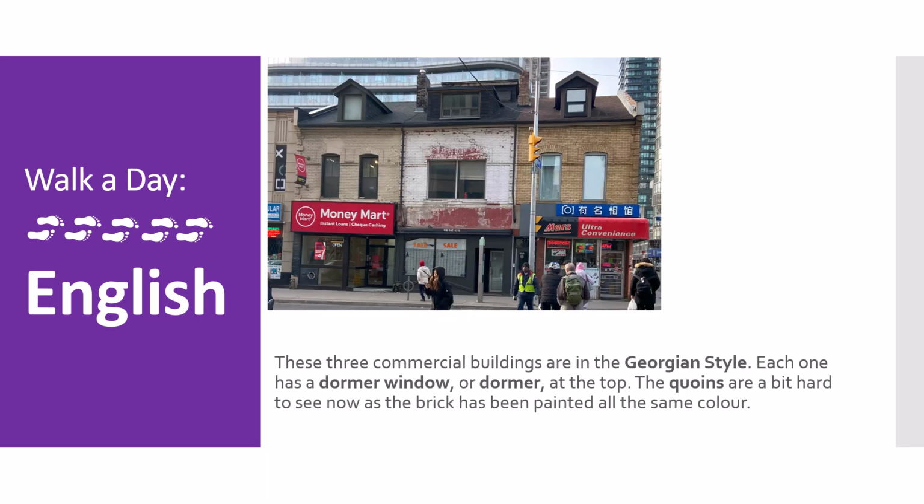These three commercial buildings are in the Georgian style. Each one has a dormer window or a dormer at the top. The quoins are a bit hard to see now as the brick has been painted all the same color.